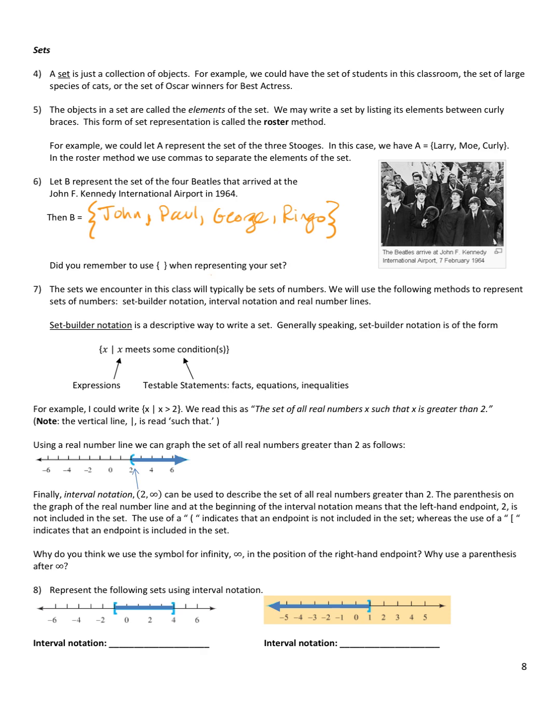So the sets we encounter in this class, though, will typically be sets of numbers. We'll use the following methods to represent sets of numbers: set builder notation, interval notation, and real number lines. So set builder notation is a descriptive way to write a set. Generally speaking, it takes this form. You have a curly bracket, and then an X, and then a vertical line that you would read as such that. And then X meets some conditions. So it would be the set of all X's such that whatever conditions you want to put on X.